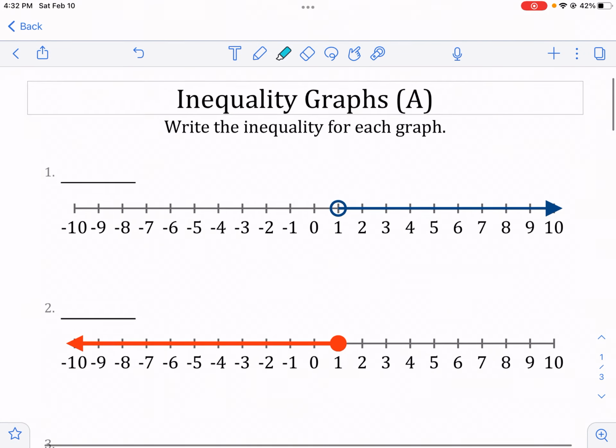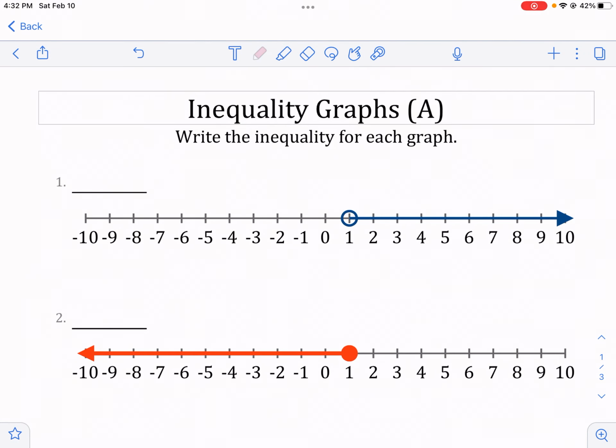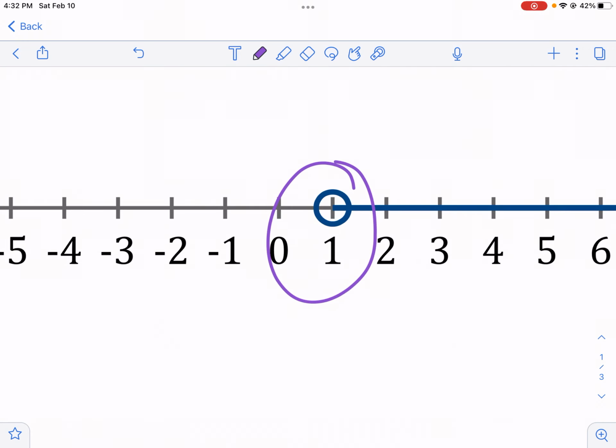Let's go ahead and start with number 1. So number 1, the first thing you're always going to do with any of these is you're just going to write the number down. I like to write the variable on the left personally, so I'm just going to go ahead and reserve this space on the right for my number, and I can look here and I see it is the number 1.